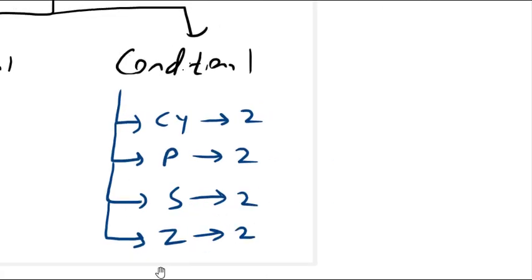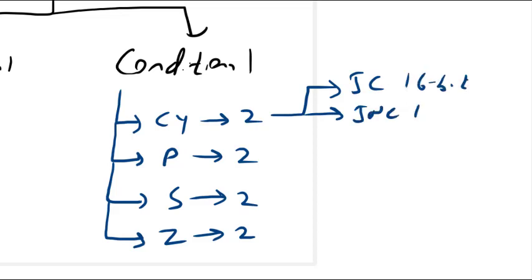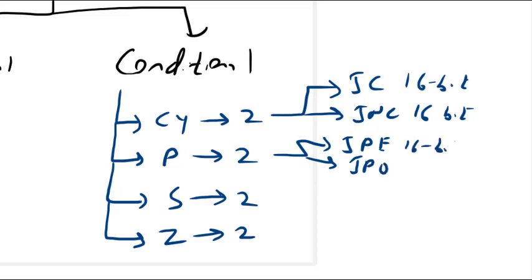With respect to carry we have 2 jumps: jump if carry and jump if no carry. Of course here we will have a 16-bit address, and here also a 16-bit address, so we have to specify the address. With respect to parity, we have two jumps: jump on parity even, jump on parity odd, JPE and JPO, of course with a 16-bit address. With respect to sign, we have two jumps: jump on plus and jump on minus, with a 16-bit address.